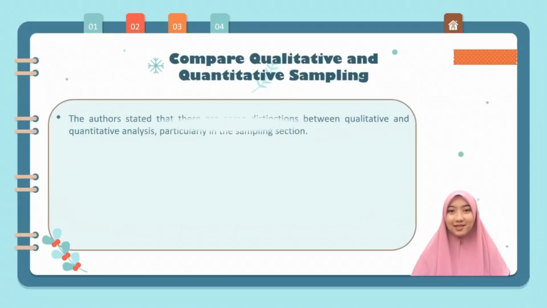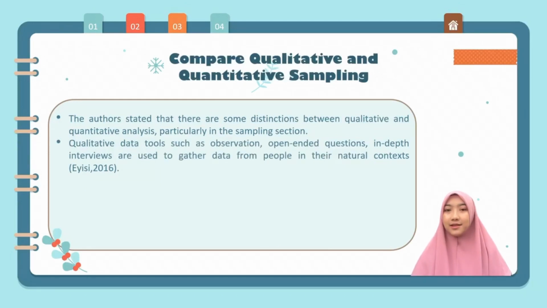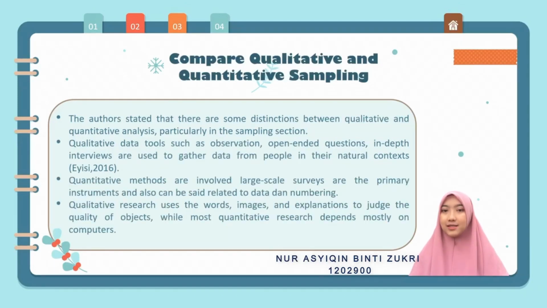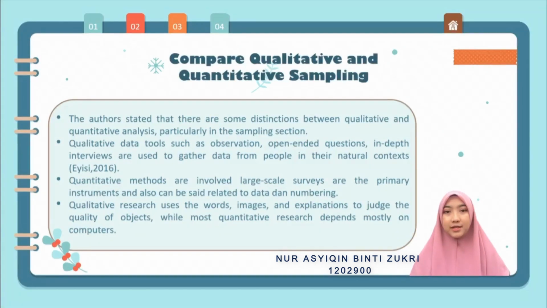Compare qualitative and quantitative sampling. In this article, the author stated that there are some distinctions between qualitative and quantitative analysis, particularly in the sampling section. Qualitative data tools such as observation, open-ended questions, in-depth interviews like audio or video, and field notes are used to gather data from people in their natural context.